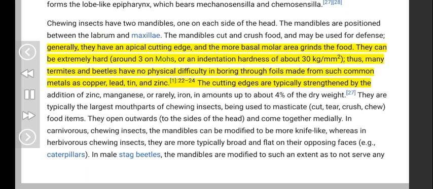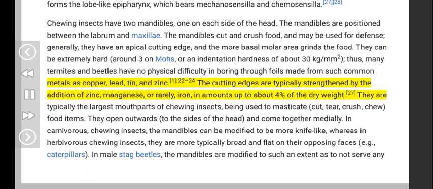They can be extremely hard, around 3 on the Mohs scale, or an indentation hardness of about 30 kg per square millimeter. Thus, many termites and beetles have no physical difficulty in boring through foils made from such common metals as copper, lead, tin, and zinc. The cutting edges are typically strengthened by the addition of zinc, manganese, or rarely, iron, in amounts up to about 4% of the dry weight.